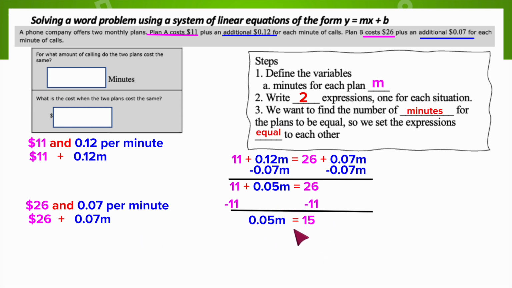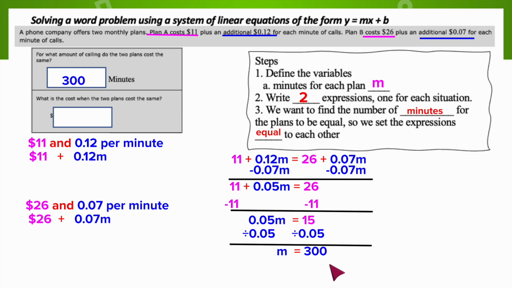So now what I want to do is undo that multiplication, just like I have in the past when we were solving problems. And when I divide any number by itself, it becomes 1. 15 divided by 5 cents is 300. So in order for the two plans to be equal to each other, plan A to equal plan B for cost, I have to talk for 300 minutes.